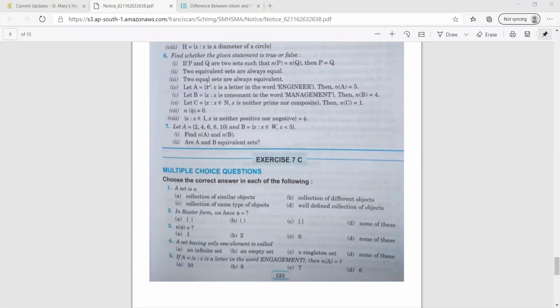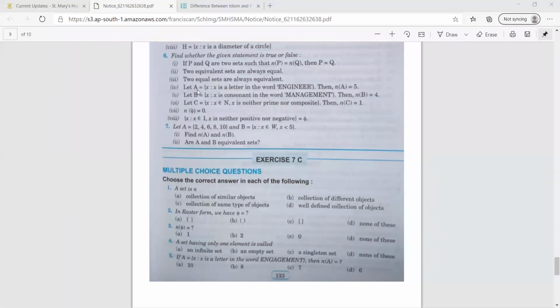Next, you have X is a letter in the word engineer, and the cardinal number is 5. Now if you are writing this in roster form, which are the letters you would write? E, N, G, I, N, E, R, isn't it? So how many did you get? 1, 2, 3, 4, 5. No writing N, because N is already written. No writing E again. So E, N, G, I, R. So it is 5. So this is true.